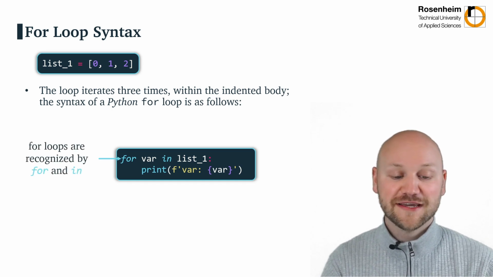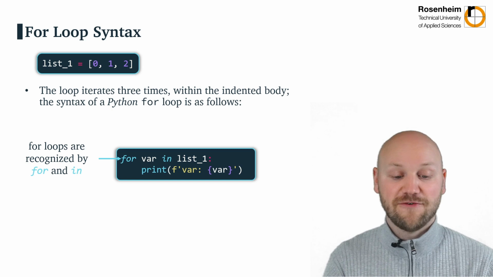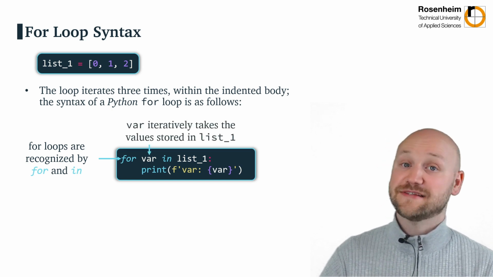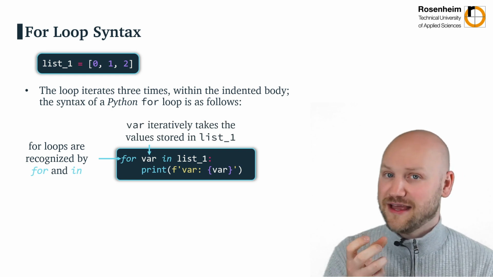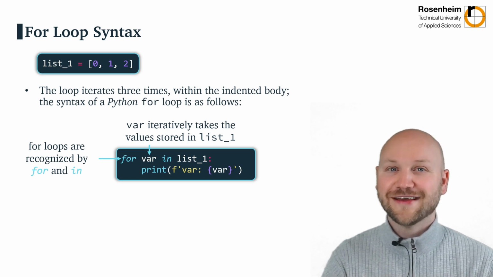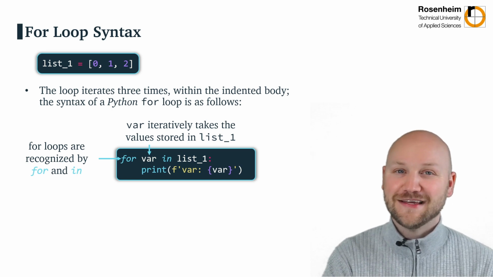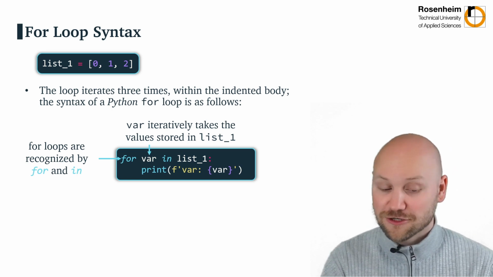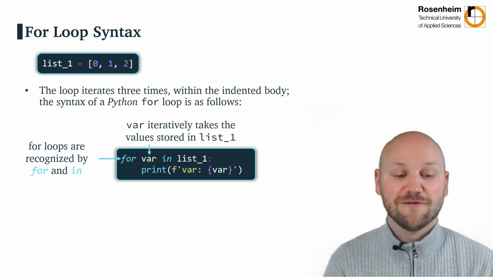The first thing is that these for loops are recognized by the Python interpreter with the keywords for and in. So we have for, and then comes a new variable that was not there before. In this case it has the name var. You can also name it differently, of course. This is where we are storing all the elements of that list_1. So we're iterating 3 times. In the first iteration, var is 0, then it's 1, then it's 2, because these are the elements of list_1.